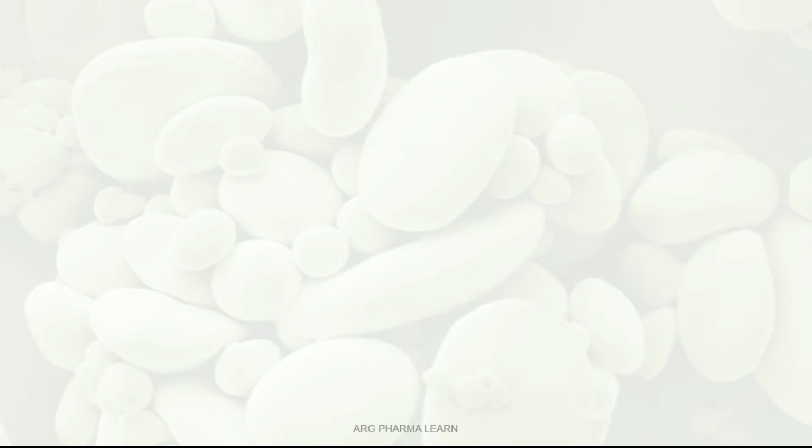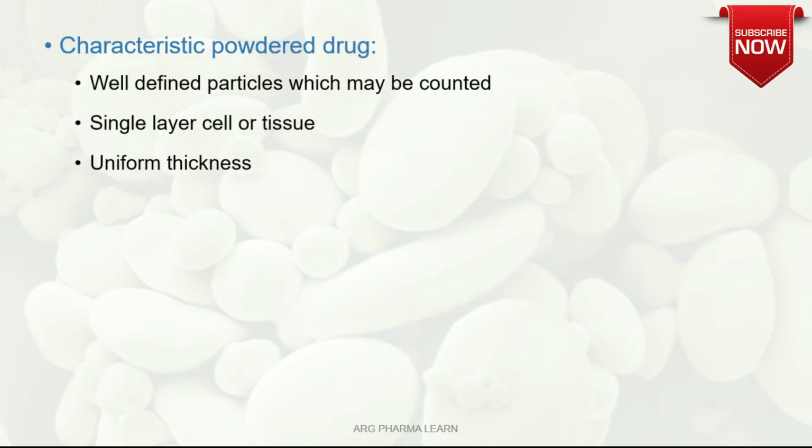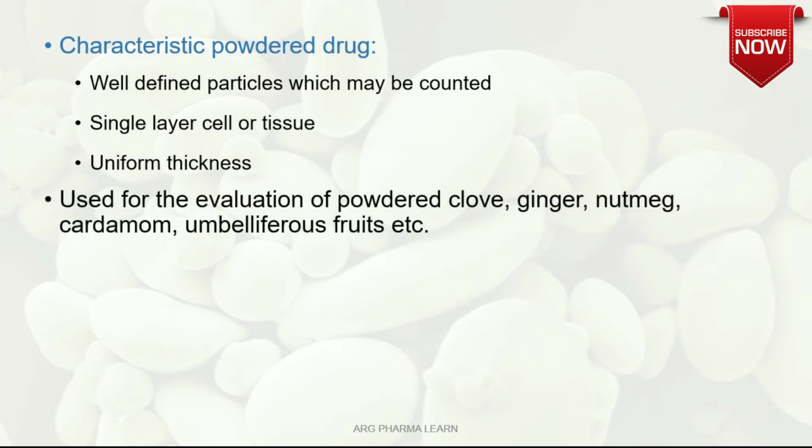So whatever powder we evaluate, what characteristics should it have? It should have well defined particles which may be counted, for example starch grains, starch granules. In the background is the microscopical view of starch granules. And also it should have single layered cells or tissues, the area of which may be traced under suitable magnification. And also it should have uniform thickness, the length of which can be measured under suitable magnification. And also this method is used for the evaluation of powdered clove, ginger, nutmeg, cardamom, umbelliferous fruits, etc.